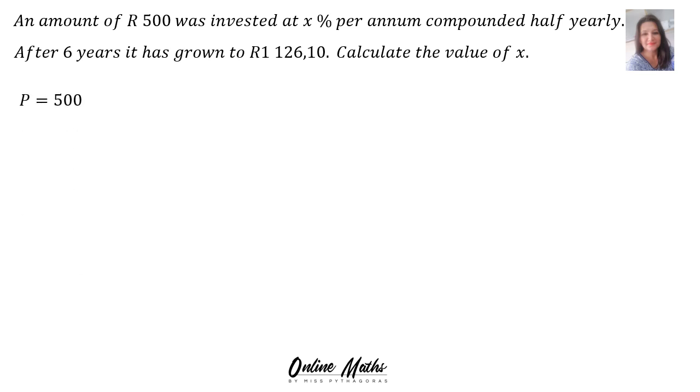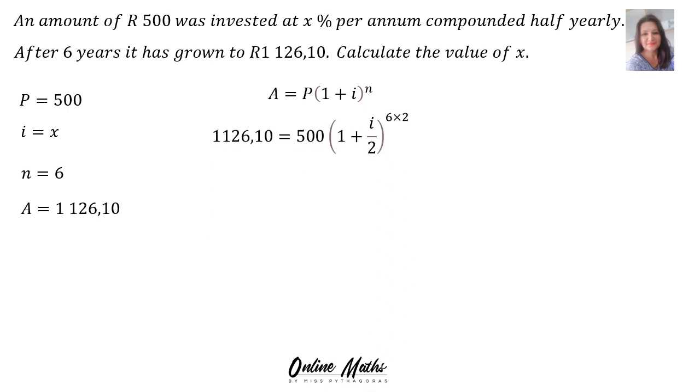Let's do the summary. P is 500 Rand, the initial amount. I is X. N is 6 years. A, the final amount, is 1,126 Rand and 10 cents. Into this formula, the compound interest formula, A equals P bracket 1 plus I to the N.